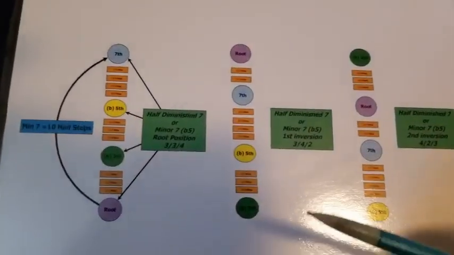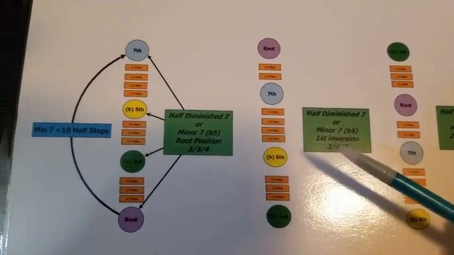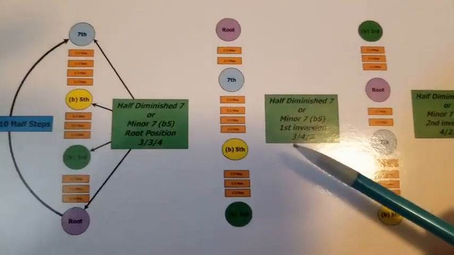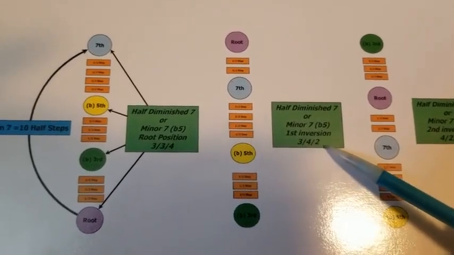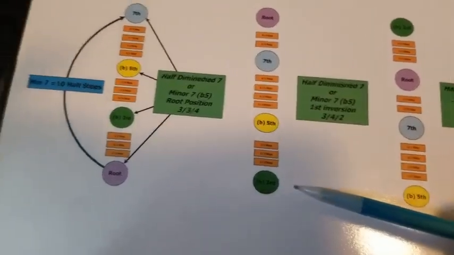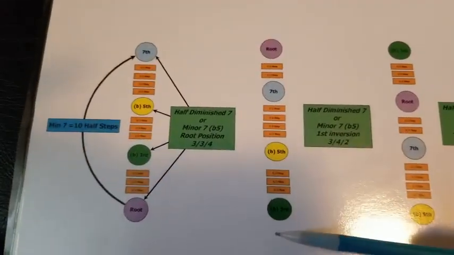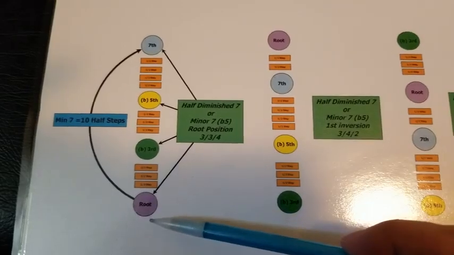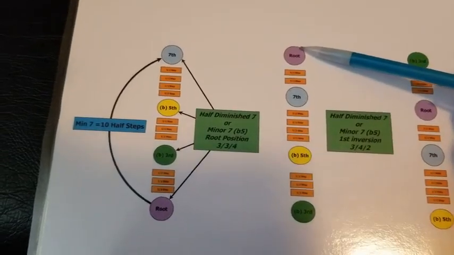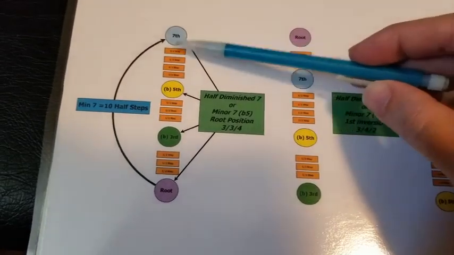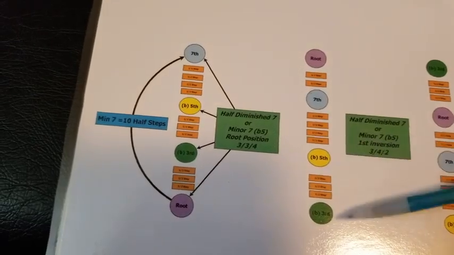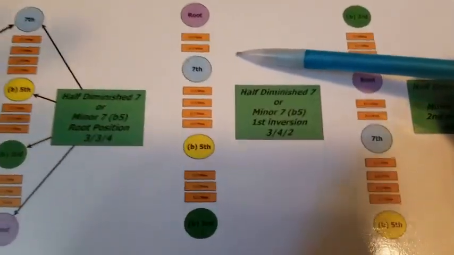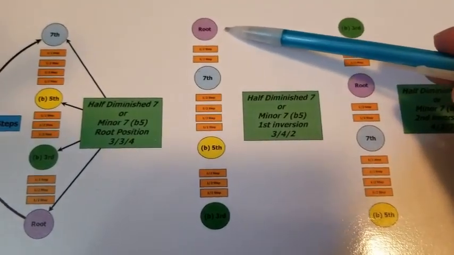Okay, let's talk about those inversions. Now, in first inversion, which you just saw, the structure is going to change from a 3-3-4 to a 3-4-2 with the third on the bottom. So what we were doing is essentially taking the root and moving it up to the top so that everything is shifted in that direction. So we have the flat third, flat fifth, and seventh on the bottom, and then we have our root on the top.